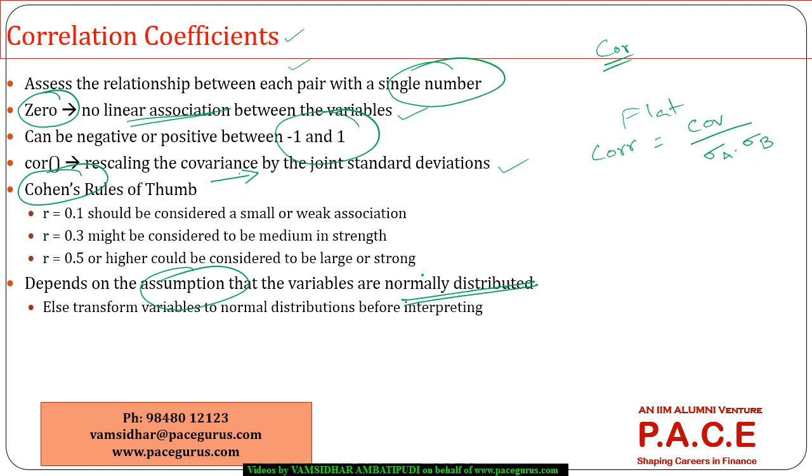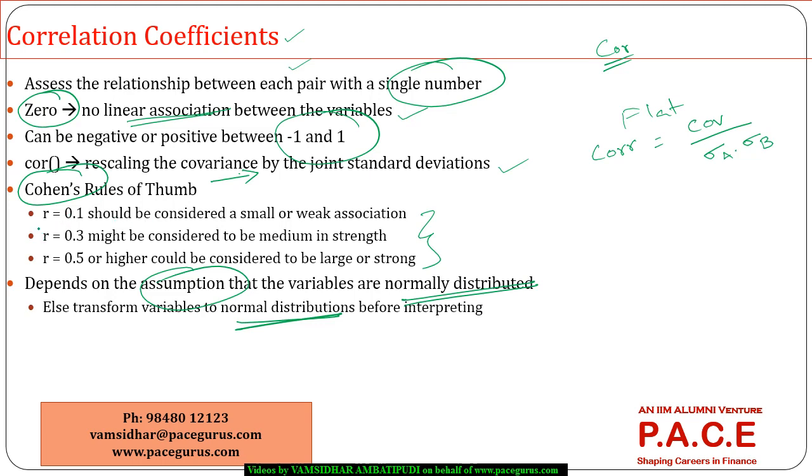When the variables are pretty much normally distributed, then these rules of thumb can very well be applicable. But if they are not, then probably we have to rethink something else. Like we have to transform the variables to normal, wherein we can do some kind of logarithmic transformations, and then check for the correlation between the variables, right? So such kind of things have to be typically performed.